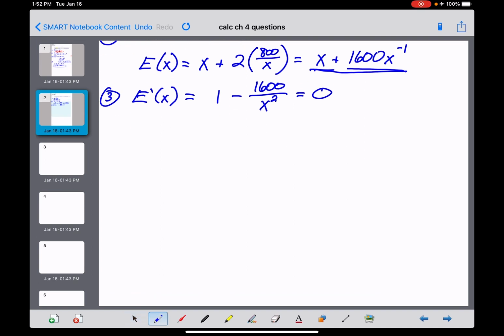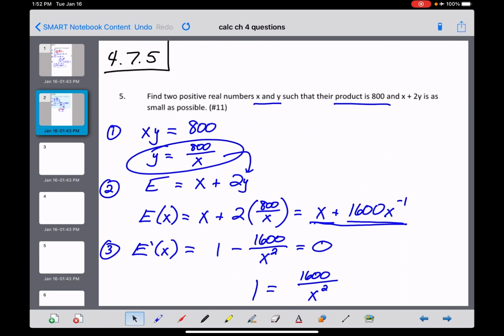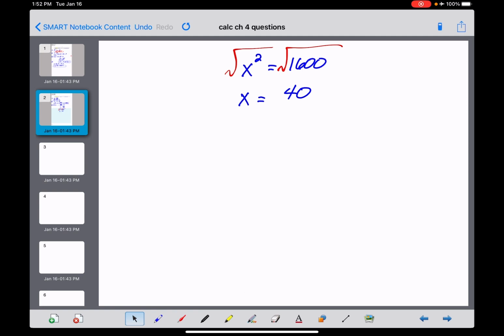Okay, let's bring the negative term to the other side. 1 is 1600 over x squared. Multiplying both sides by x squared, we just get x squared is 1600. And again, they were nice to us right here because we have to take a square root of a number that just so happens to be a perfect square. The square root of 1600 is going to be 40. Now again, it could be plus or minus 40, but they told us here that the two numbers have to be positive, so you can forget about the negative possibility right here, and we've got x equals 40.